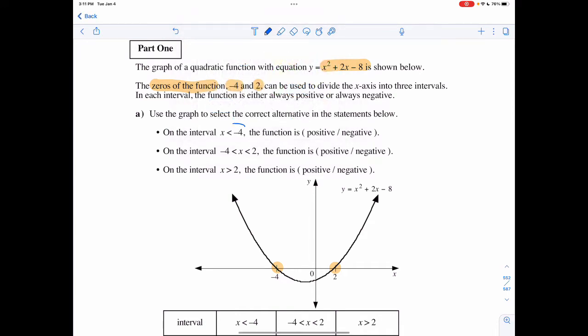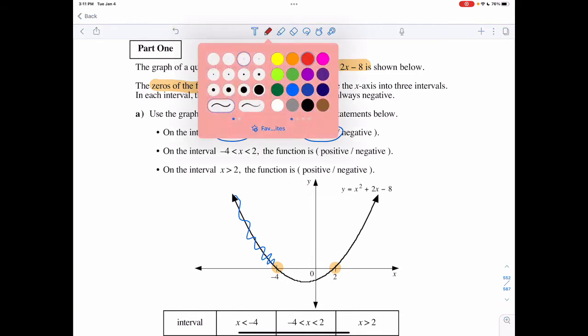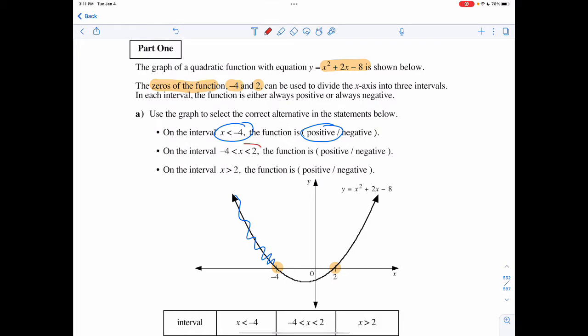When we're looking at the region where x is less than negative 4, which is going to exist over here, we can see that the function is positive or above the x-axis. When we look at the region in between the two intercepts, in here, we can see that it's negative or below the x-axis. And then when x is greater than 2, it's positive or above the x-axis again.